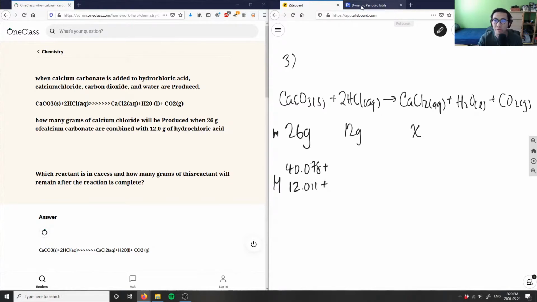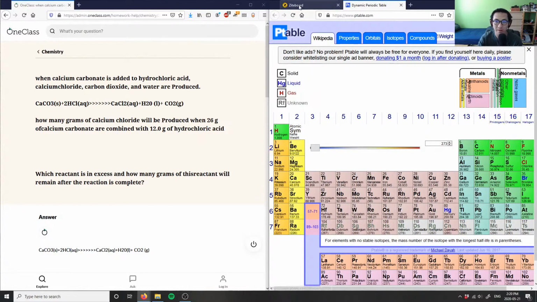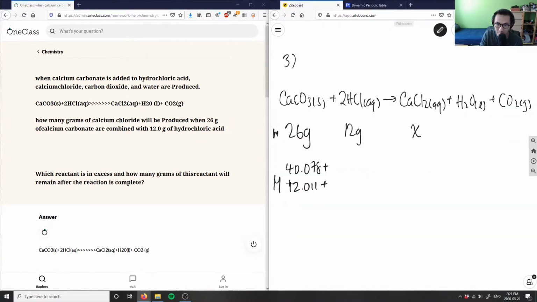Plus, I have 3 oxygens here, so 3 times 15.999 will give me my molar mass in grams per mole. So this is 40.078 plus 12.011 plus 3 times 15.999. This is going to be a value of 100.086, and this will be my molar mass of this compound. So 100.086 grams per mole.